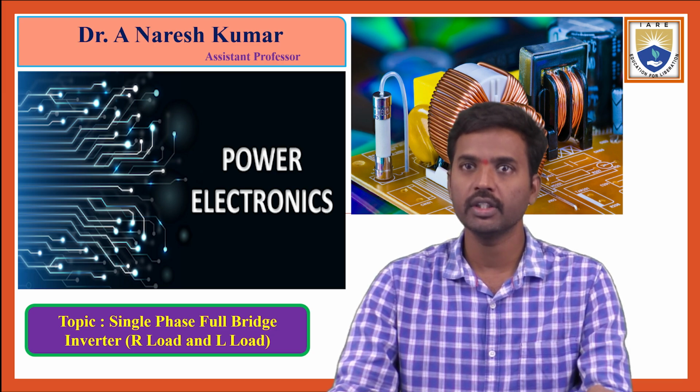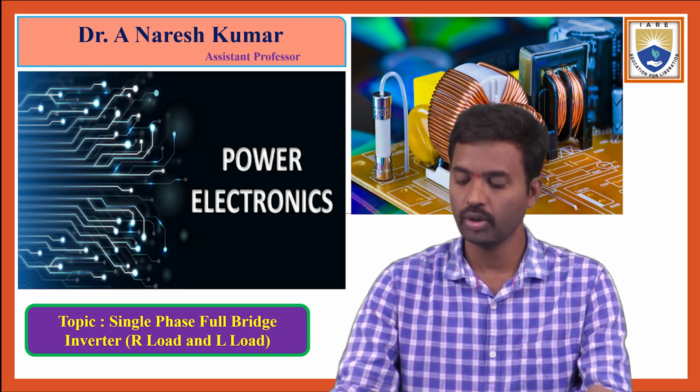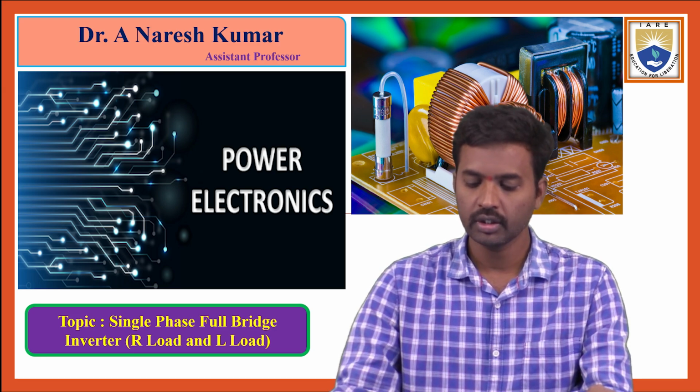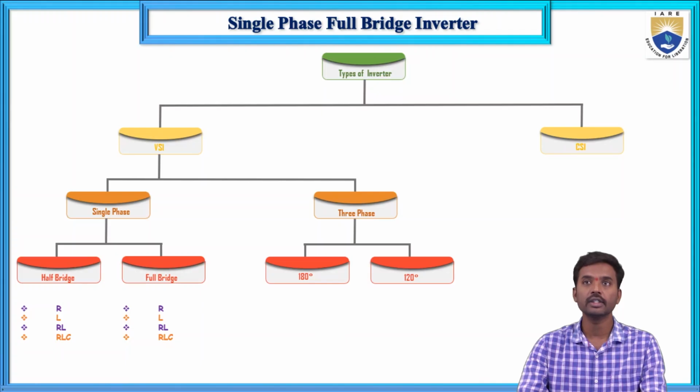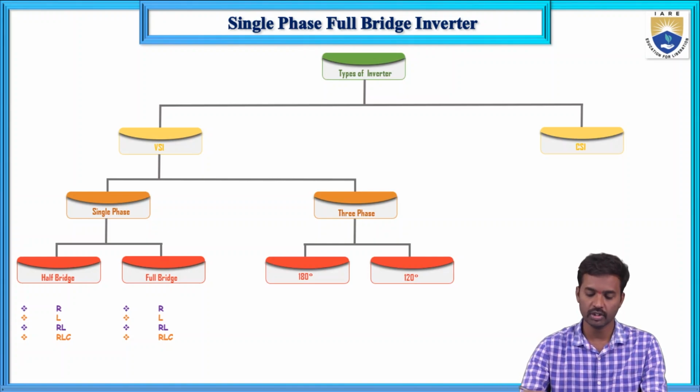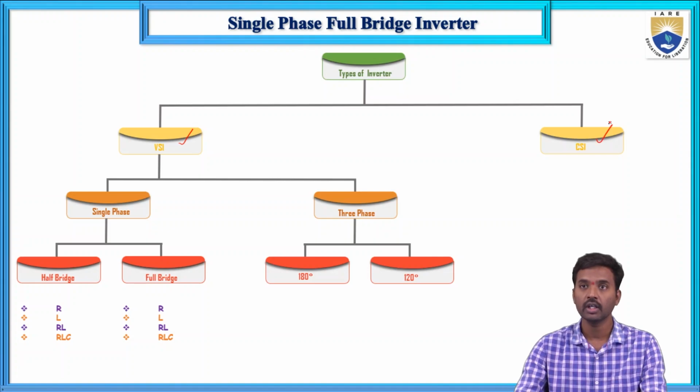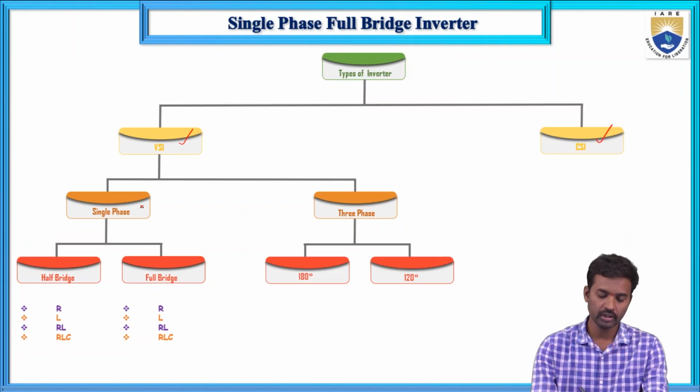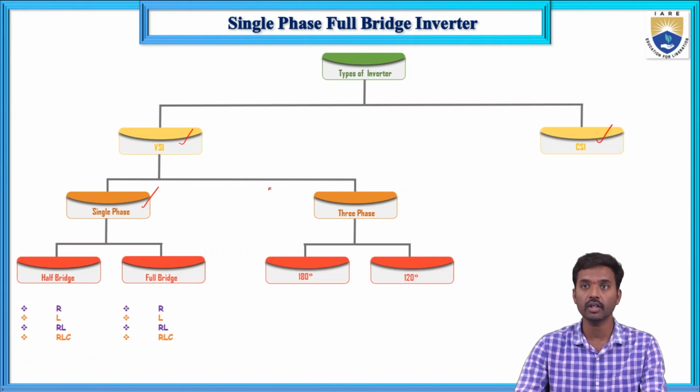Today we are going to have a discussion on single phase full bridge inverter with R load and L load. So now here the classification of inverters. First, the types of inverters. First one is the voltage source inverter and second one is the current source inverter. And next single phase half bridge and full bridge, and in the three phase inverter. So we have two types of inverters: 180 degrees conduction mode inverter and next 120 degrees conduction mode inverter.